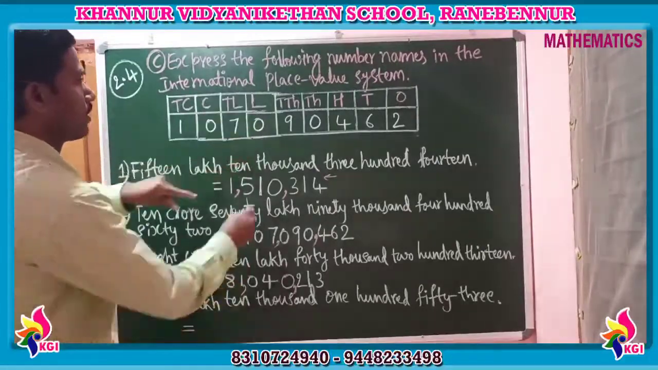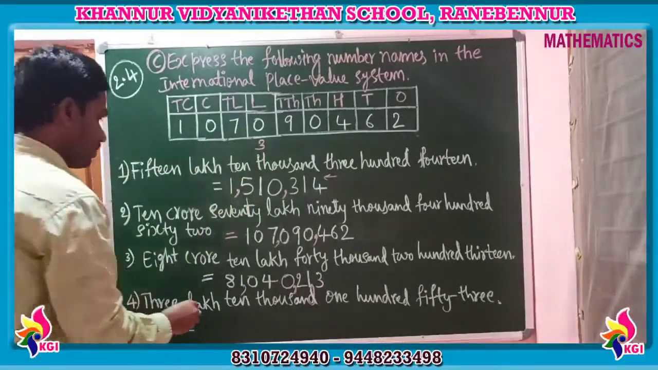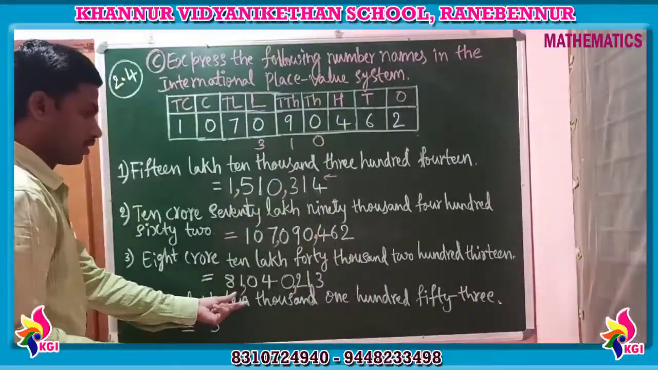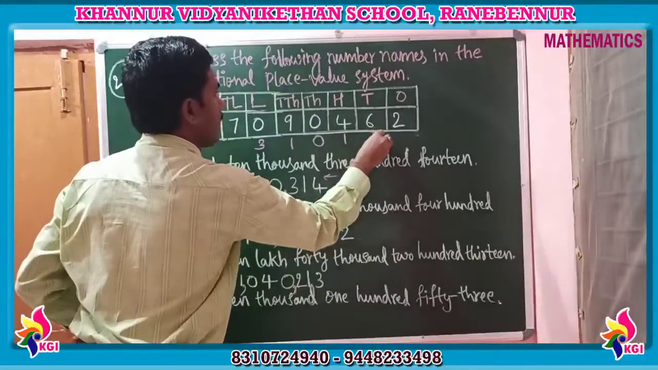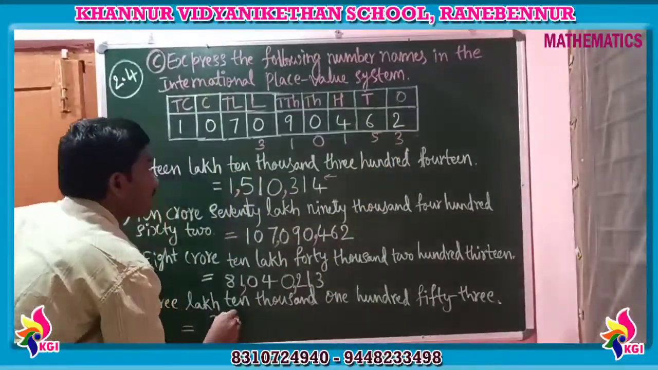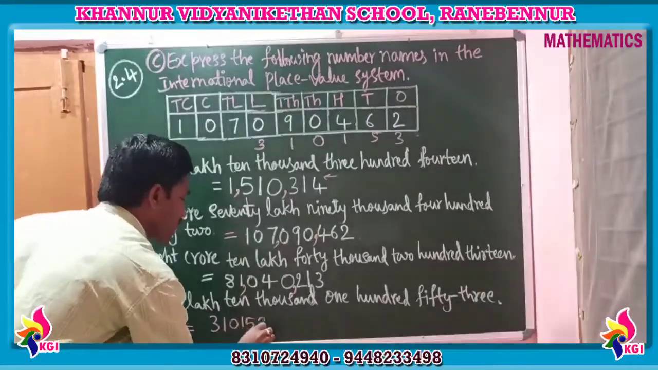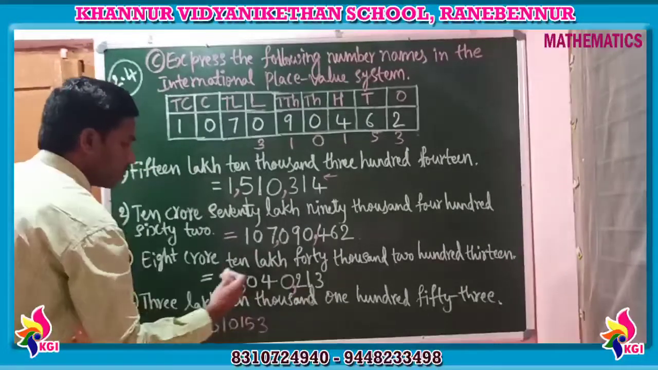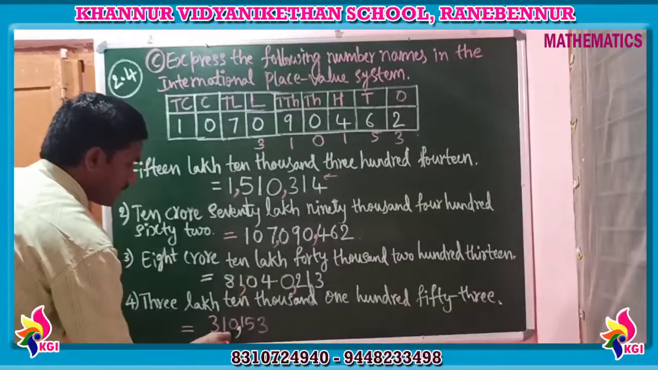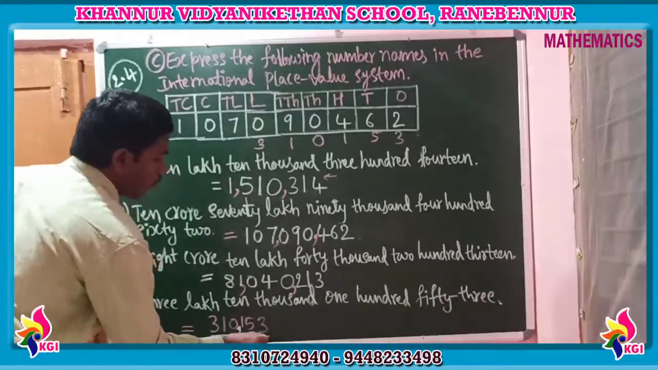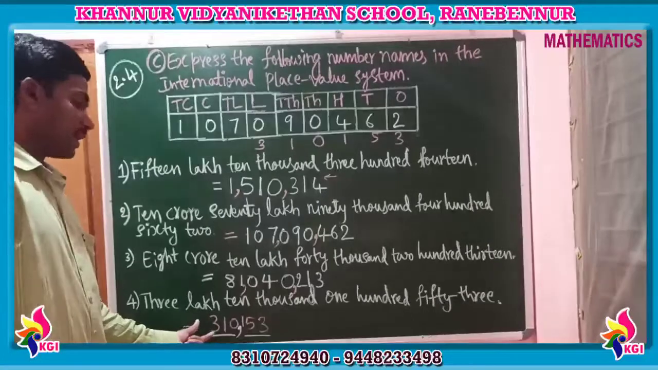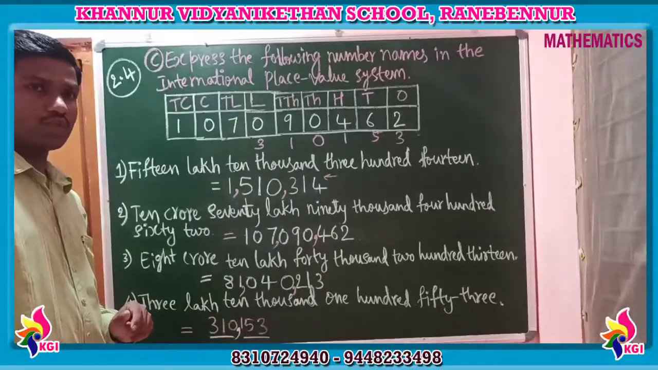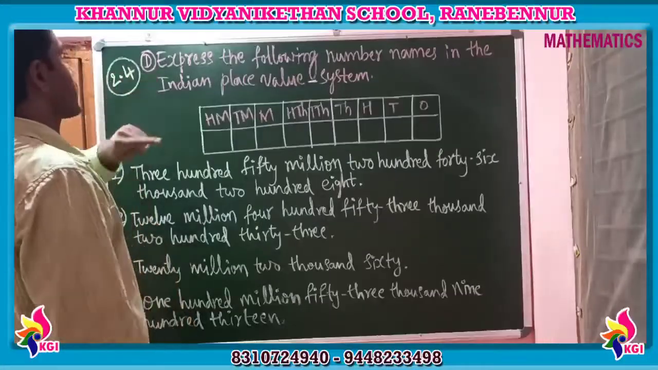Then the last one is 3 lakhs. Where is 3 lakhs? Here. 3 lakhs means you can write here also 3,10,153. After every 3 digits from right to left we put the commas, so it is 310,153. It can be read in the international place value system as 310,153. Understood?